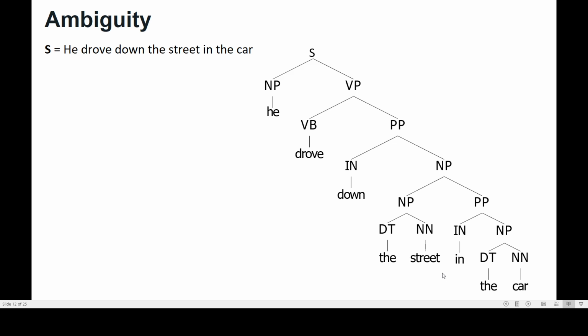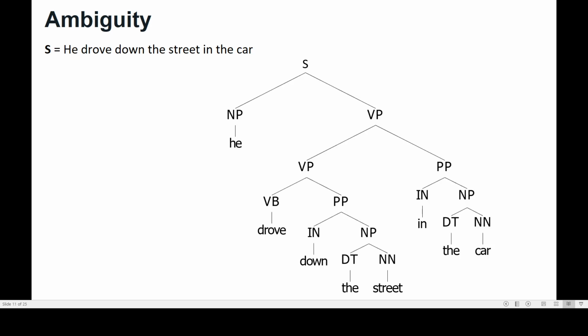So the possible but highly improbable interpretation of this noun phrase is that the street is actually located in my car. So this cannot be possible in our universe. This could be possible in a parallel universe, I don't know. So this is a possible but highly improbable interpretation.